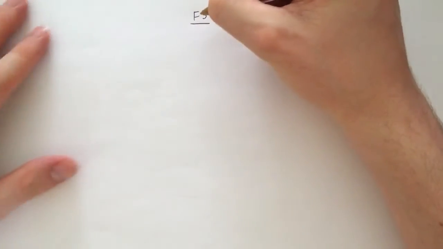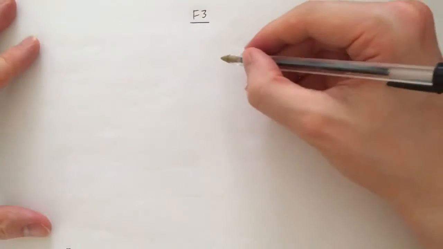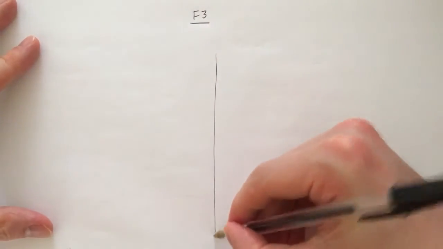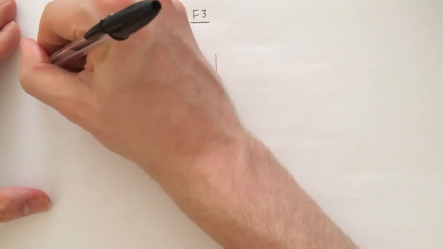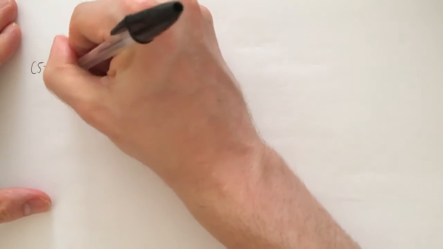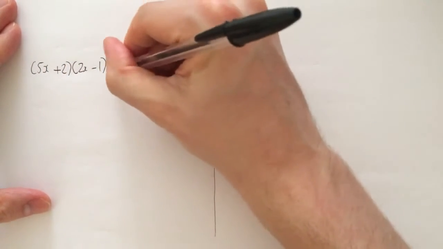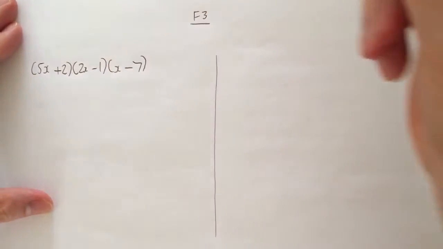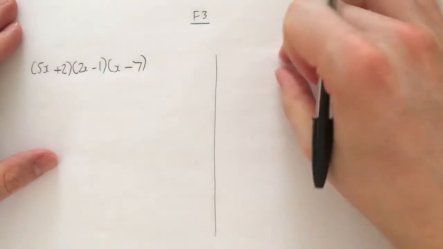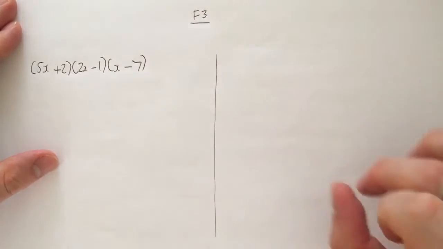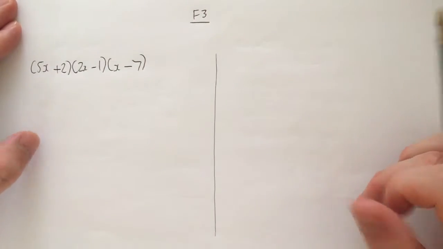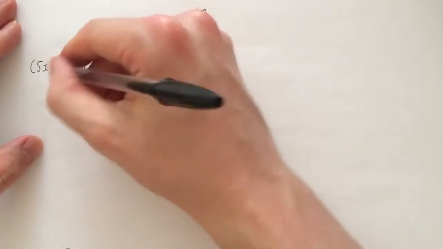F3. Again, I'm going to lay it out in the exact same way so there's no surprises here. 5x plus 2, 2x minus 1, x minus 7 is going to be the first one. Same process. If you want to listen to this one, have a go at that one yourself, you absolutely can do. Right, exactly the same process.